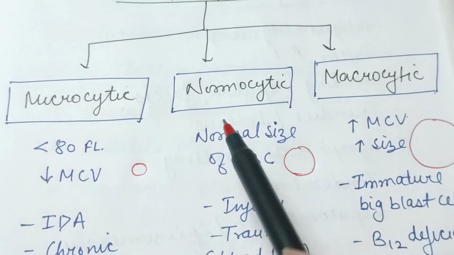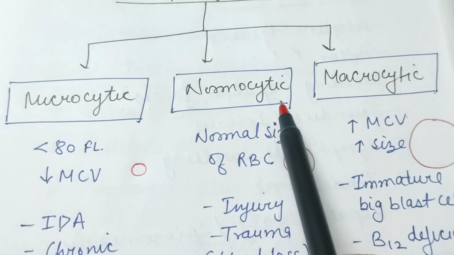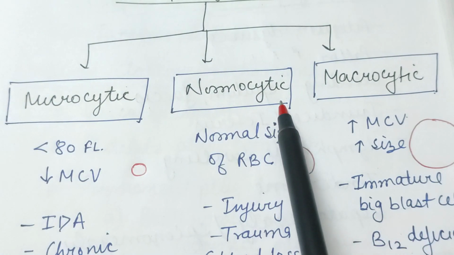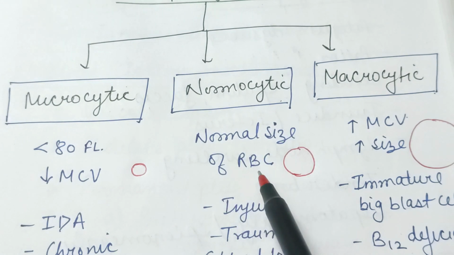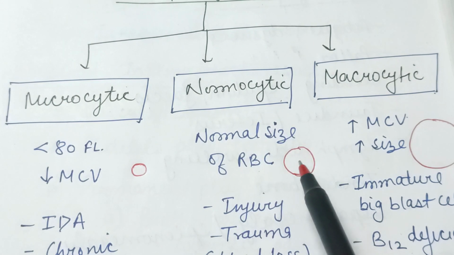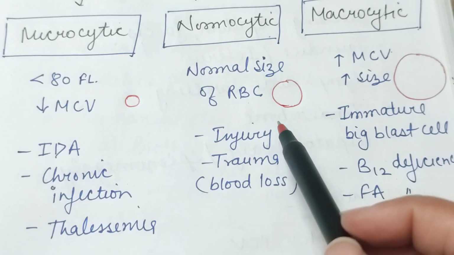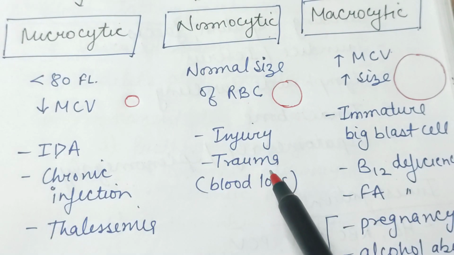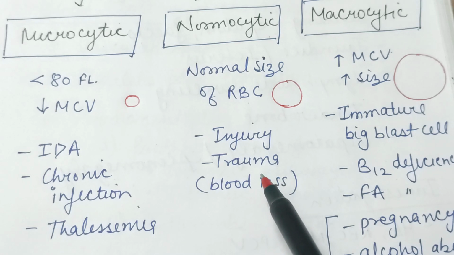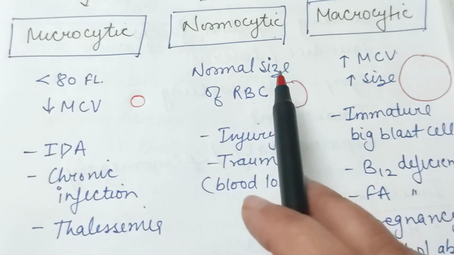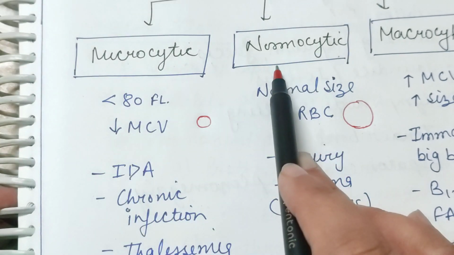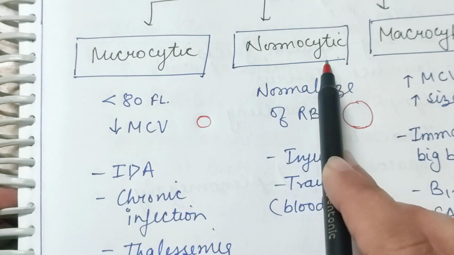So when the RBC size is normal but blood is lost, because of that blood loss anemia is there, then normal size RBC will be there. Okay, the normal size, 7 micrometer RBC, will be there. For example, if there is any trauma or accident, or total blood is lost, the size will not be affected, right? So it will be called normocytic anemia.